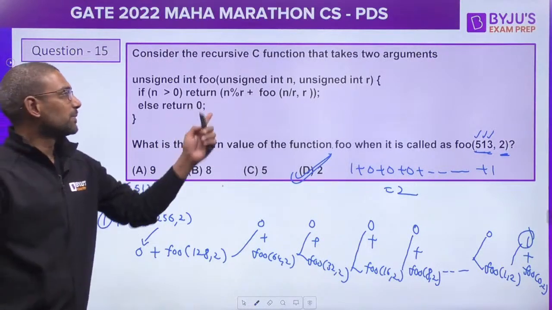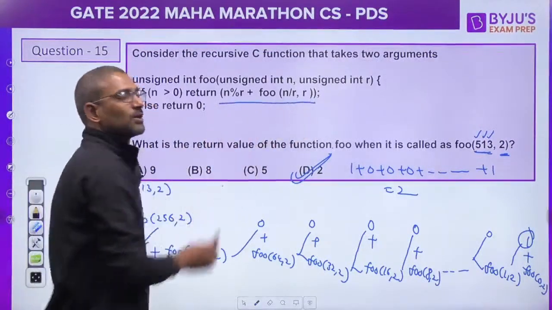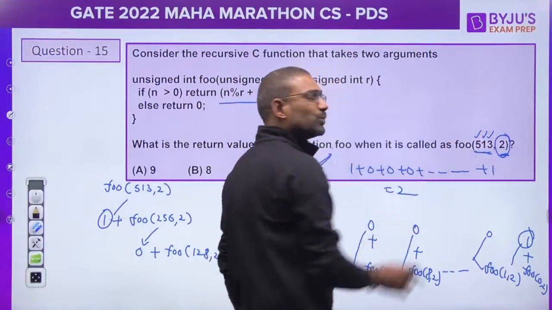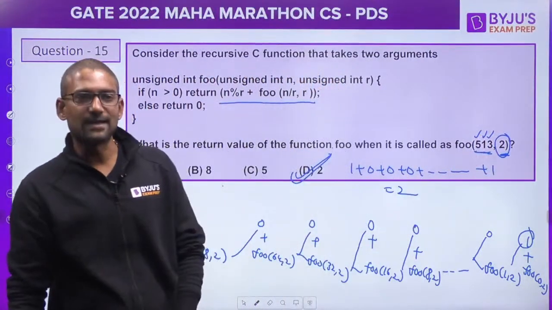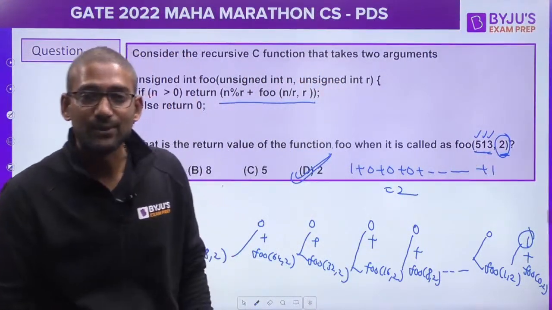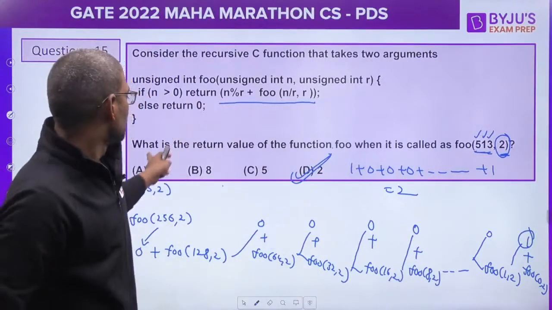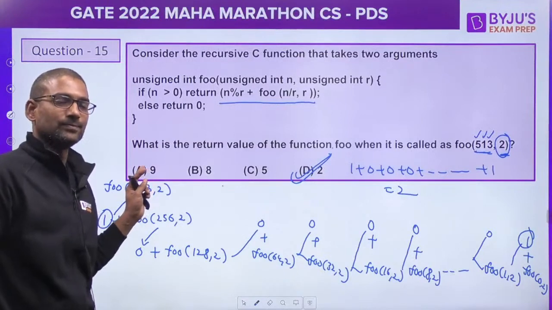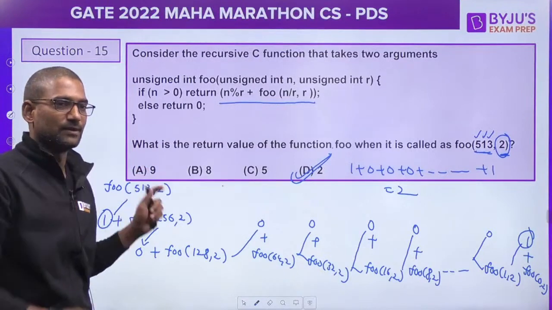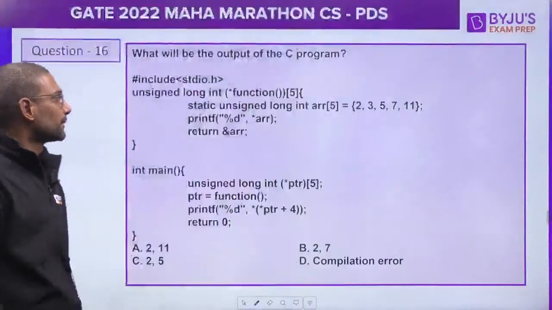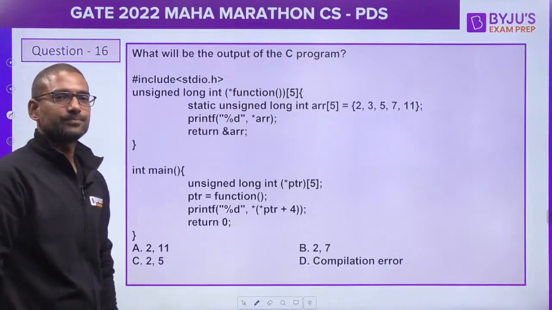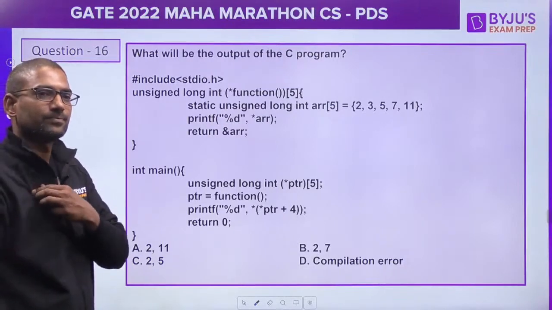If you don't look at this 2 properly and think of it as 10, as I tried to mislead you guys, 9 is also in the options. So be careful. Next question. What will be the output of the C program?